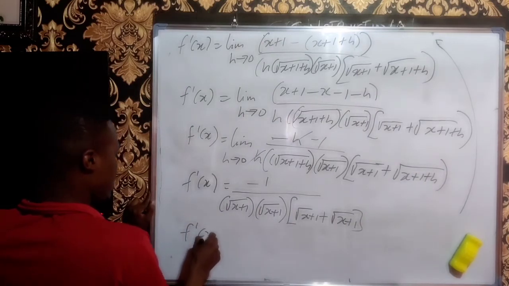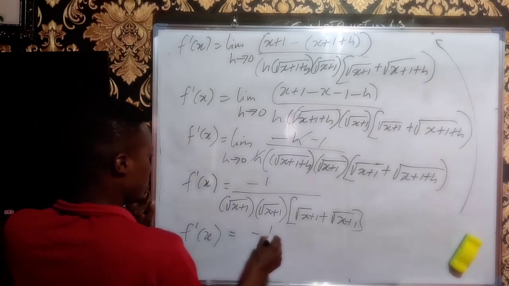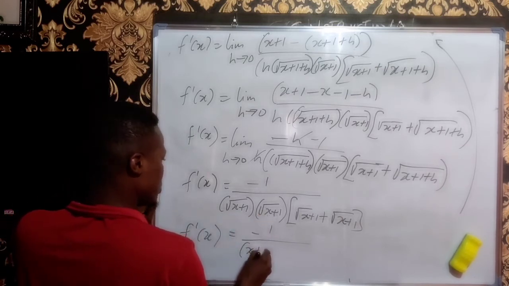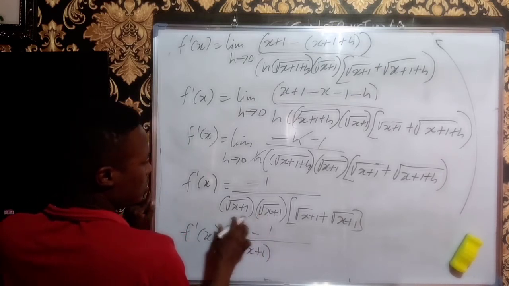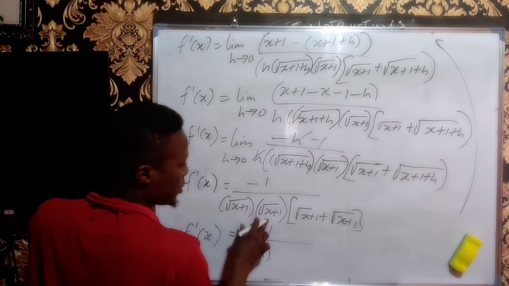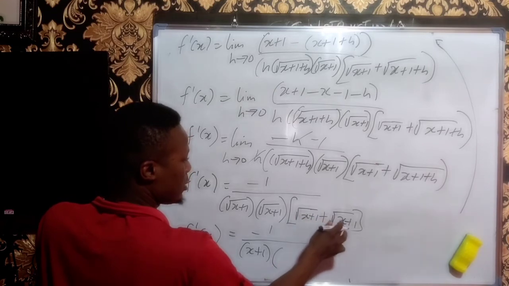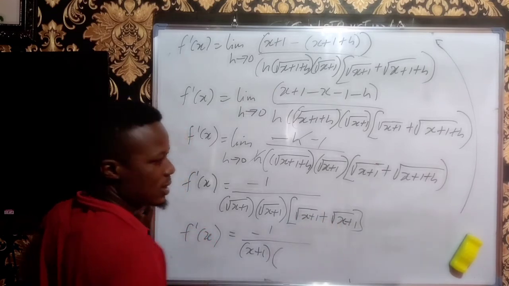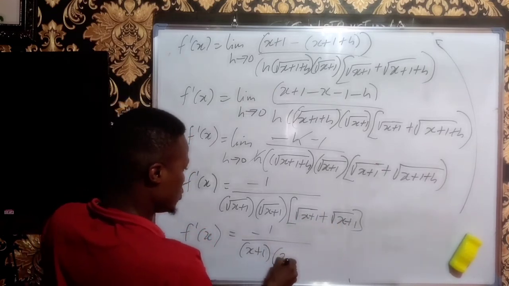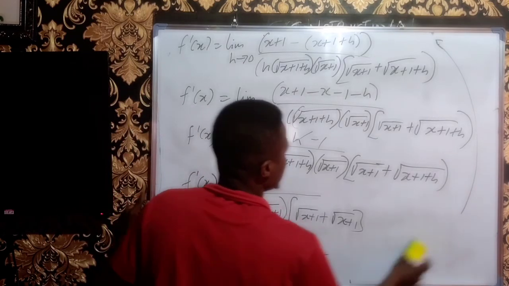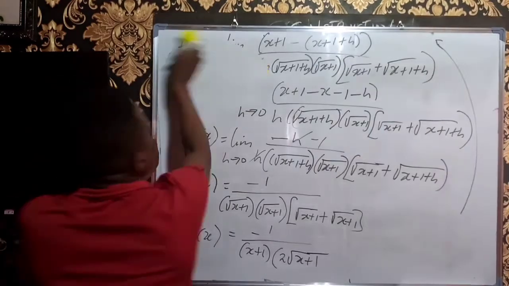So f prime of x equals minus 1 over, the same thing times the same thing, we just get x plus 1 when they are in square root. So square root of x plus 1 times square root of x plus 1 is just x plus 1. Now square root of x plus 1 plus square root of x plus 1 is telling us that they are double. So it's giving us 2 root x plus 1. So we are almost done. Let's clean here and conclude up.